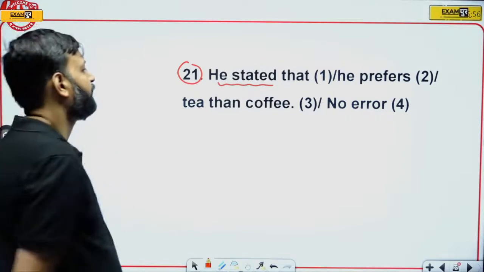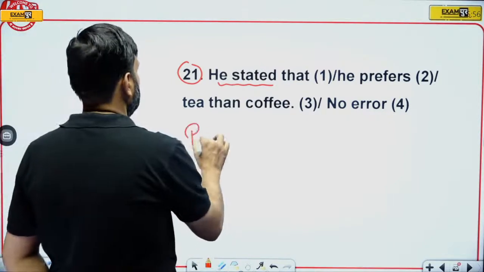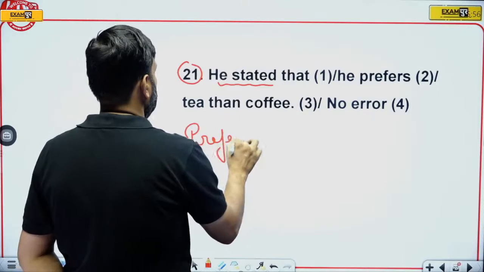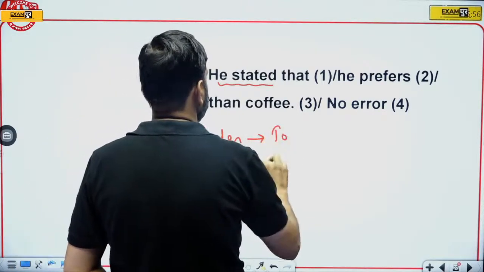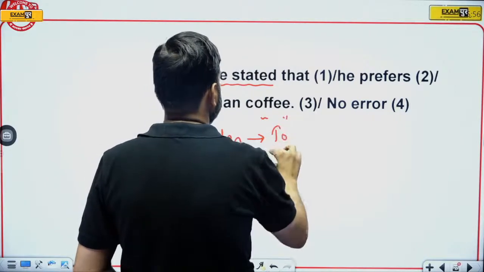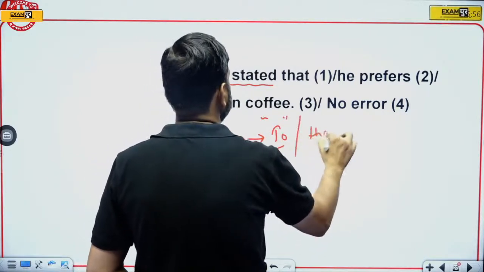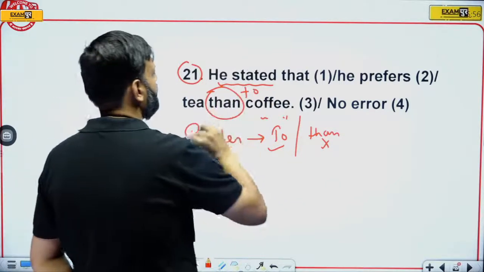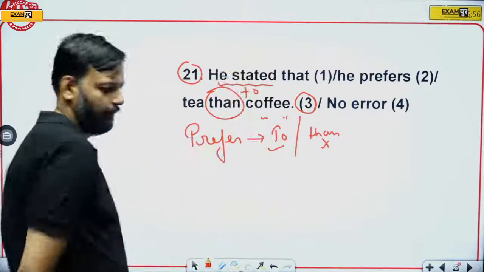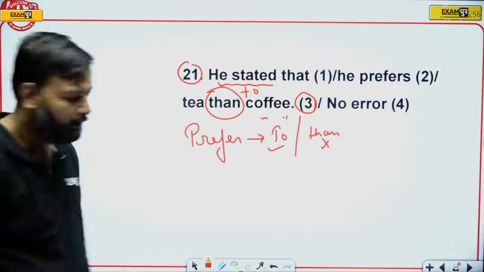Absolutely right, Pratima. Prefer is always followed by to. It is always followed by to. Prefer is never followed by than. So here in place of than we need to. That means the error is in the third part. Okay.